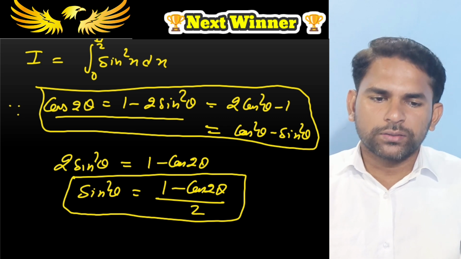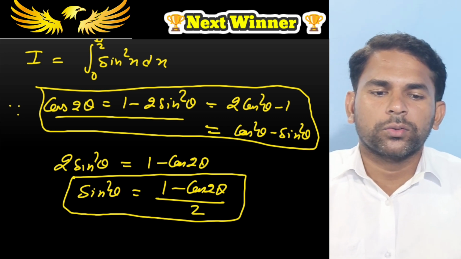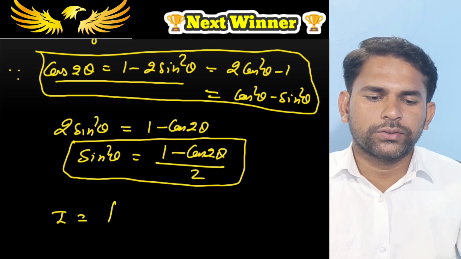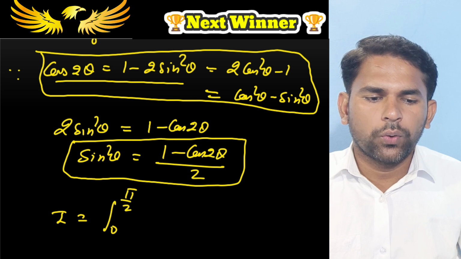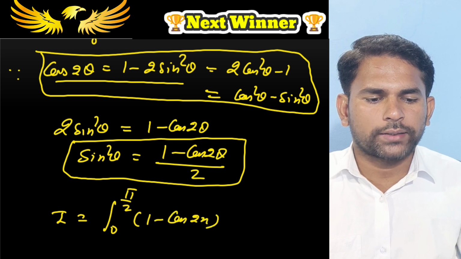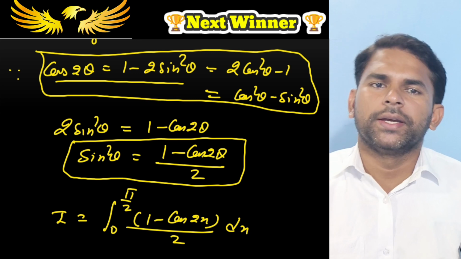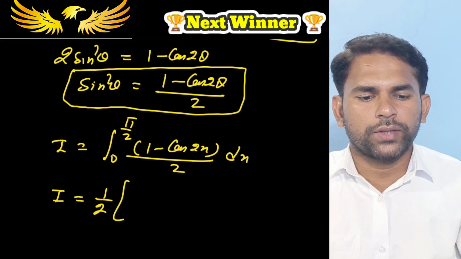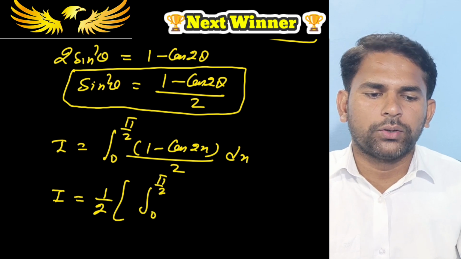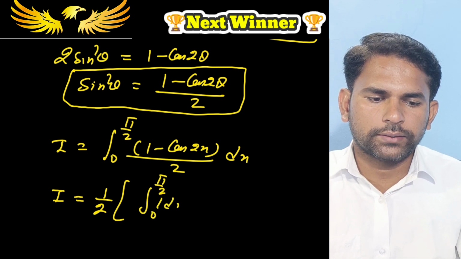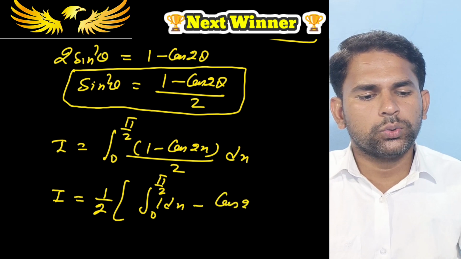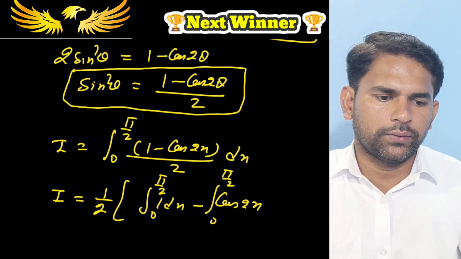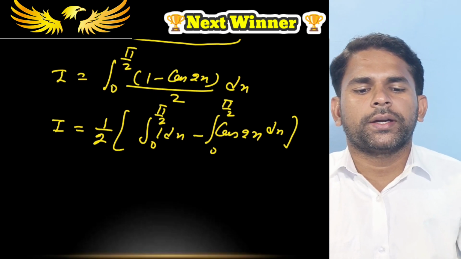Similarly, in place of sin square theta we are going to place sin square x. Now you can write integration 0 to pi by 2 of 1 minus cos 2x divided by 2 dx. You can integrate. So I is equal to 1 upon 2, a constant you can take outside, integration 0 to pi by 2 of 1 dx minus cos 2x dx, with limit 0 to pi by 2. So now you can integrate this one.